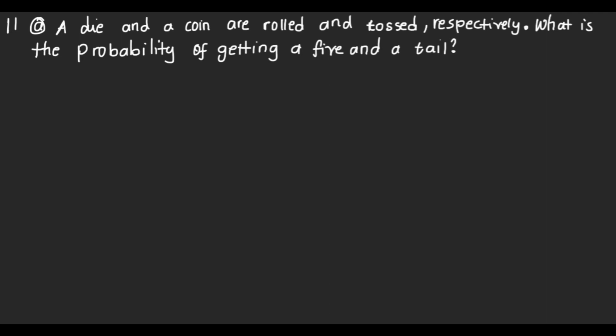So we move on to question 11. A die and a coin are rolled and tossed respectively. What is the probability of getting a 5 and a tail? So the key point is, what rule are we supposed to apply if you have been given the word and? So here we are going to say probability of a 5 and a tail.